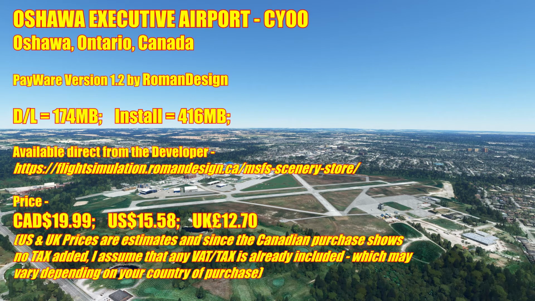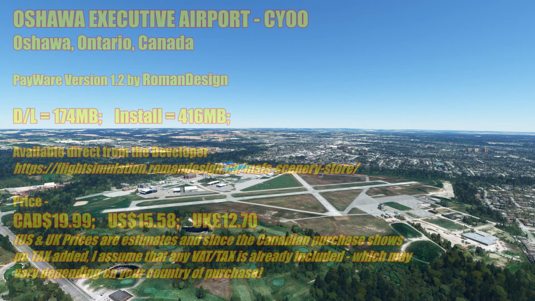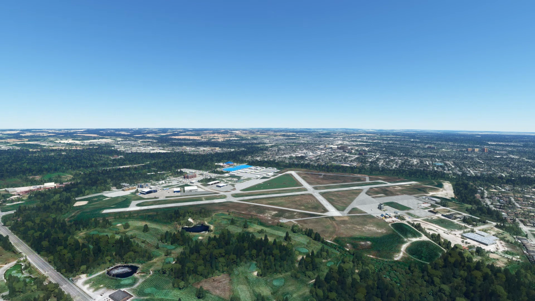Price, it's 19 Canadian dollars, $19.99 Canadian, which equates to $15.58 US or £12.70 UK. UK and US prices are estimates, and since the Canadian purchase shows no tax added when I bought it, I assume that any VAT or tax is already included. So those prices are estimates apart from the Canadian one. This of course may vary depending on your country and where you are at the time when you make the purchase.